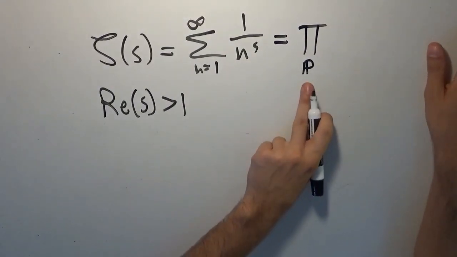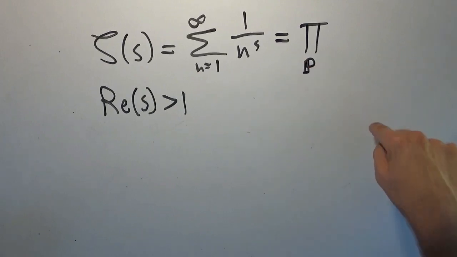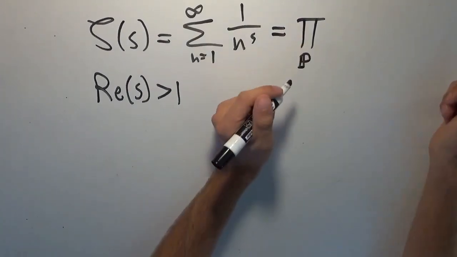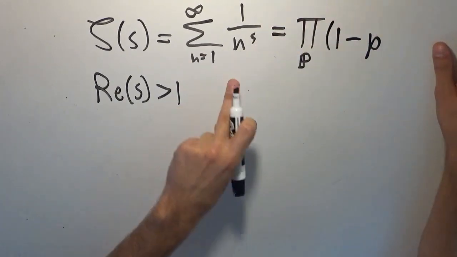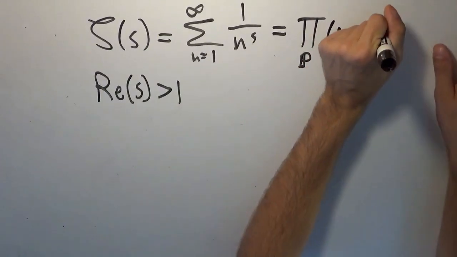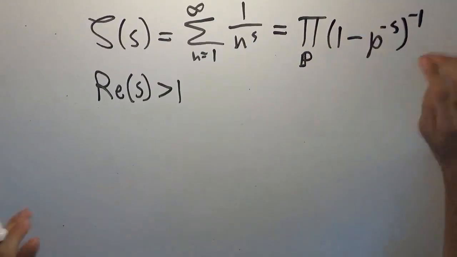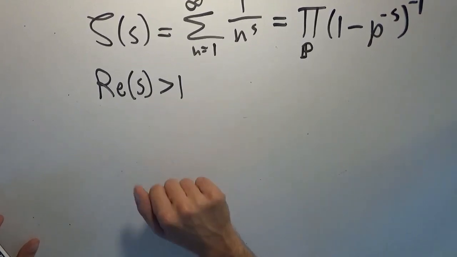I'm just using this fancy schmancy p to represent it. It looks like the symbol for real numbers, but without the diagonal bar, so it's a p, and it's a product over the prime numbers. It is 1 minus p to the negative s, where p starts at 2 and goes through the prime numbers, all to the negative 1. And this is a valid definition of the Riemann zeta function where s has a real part greater than 1.